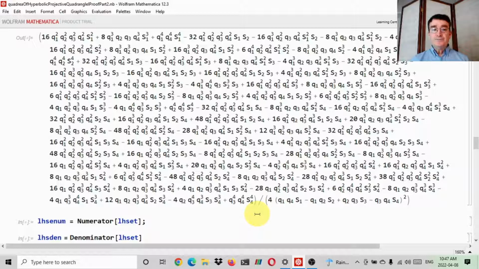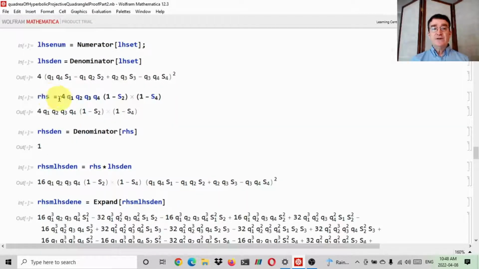Okay, now we'll look at the right-hand side of our quadratic equation number 2, and that's given as 4 times Q1, Q2, Q3, Q4 times 1 minus S2 times 1 minus S4. The denominator of this is 1. Then we're going to bring up the denominator from the left-hand side and multiply it on the right-hand side. So the right-hand side multiplied by the left-hand side denominator is this quantity right here. And then we're going to expand this quantity out, and that gives us this result here.